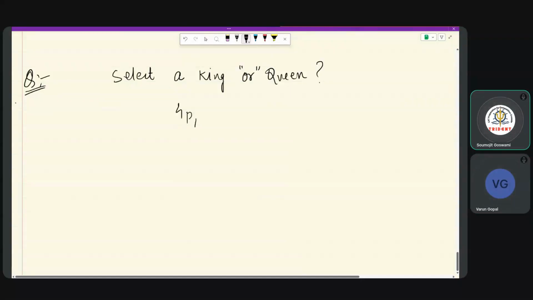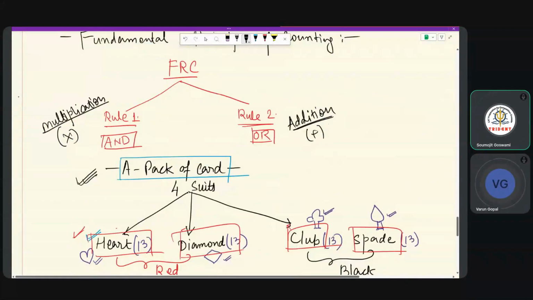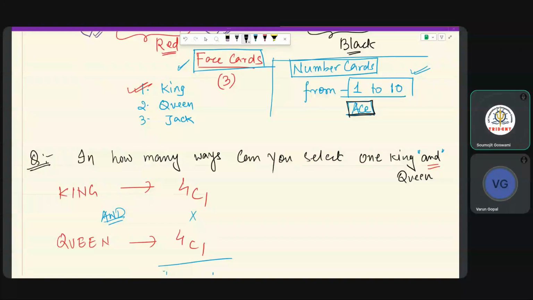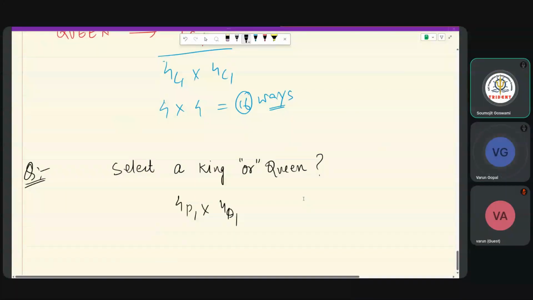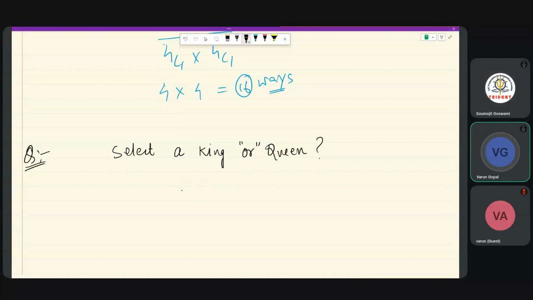Have you not been paying attention? Why are you doing 4P1, 4C1 and all that? Why don't you pay attention to the word select? Select. If you keep doing nPr, nCr blindly, you will be finished. You will never be able to understand.